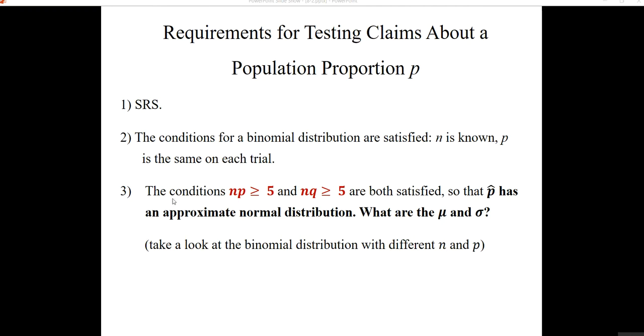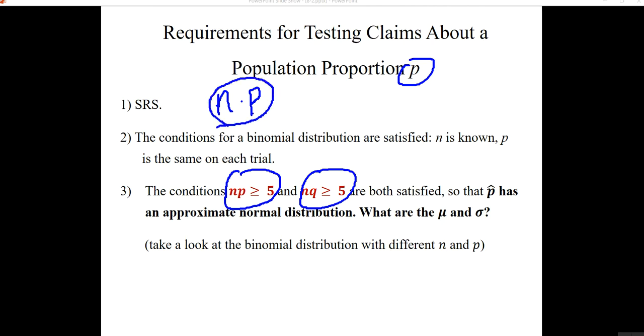Now, the third requirement is that these two have to be true: n times p is greater than or equal to 5, and n times q is also greater than or equal to 5. Let's try to make sense of that. What is p? p is what is being tested. So n is the sample size, and p is the hypothesized percent of success, or the chance of getting a success. If you consider tossing a coin, you can consider the success as the head, and failure as the tail. So basically, this is the number of successes.